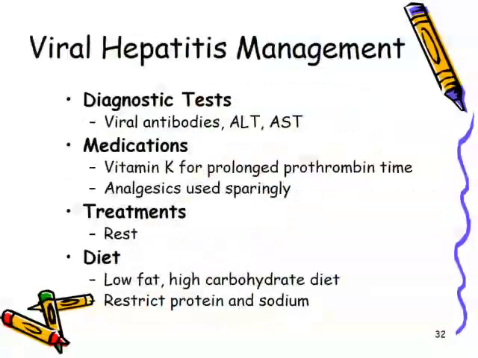Other diagnostic tests, they can actually run viral antibody tests. Medications that can be given would be vitamin K for prolonged prothrombin time. Analgesics are usually used sparingly because remember that the liver is the organ that detoxifies all the drugs that are given in the body. Treatment is basically to rest and to do diet modification with a low-fat, high-carb diet and restrict protein and sodium values on these patients.